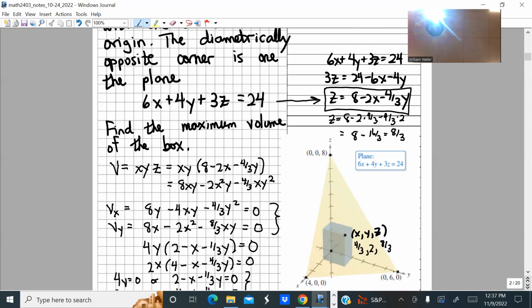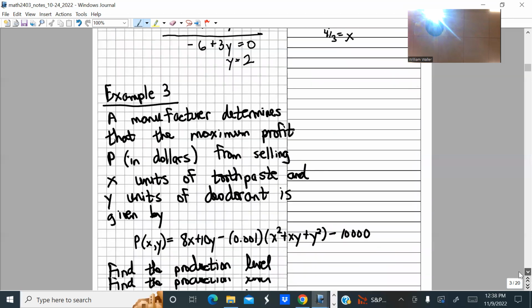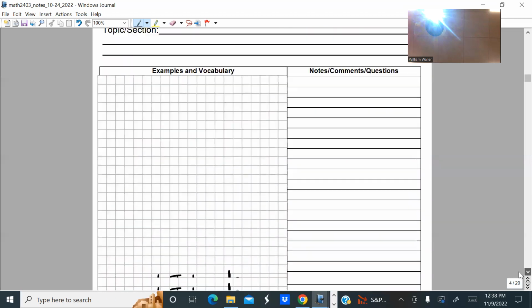However, these 2 points are also on the surface of the plane, and they would also give you volume of 0 as well. Okay, but when you actually use the partial derivatives, you get this point as the minimum volume, that point corresponding to the minimum volume. All right. I have another example, but we'll skip that one.